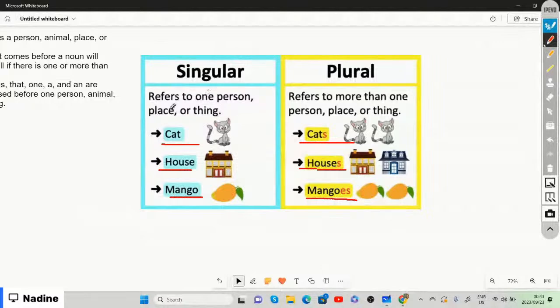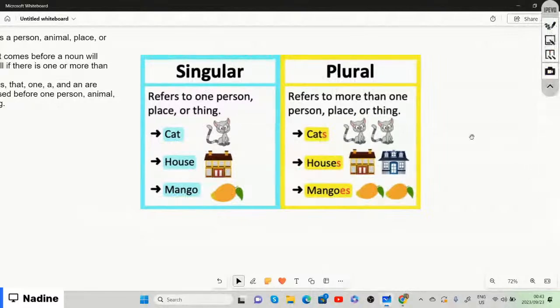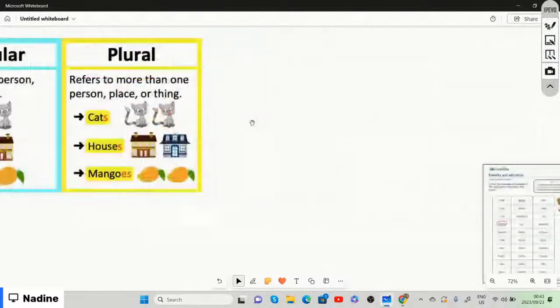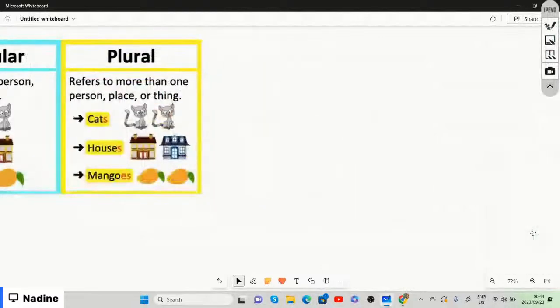So on the one side here by the blue or green, this is singular. It refers to one item, one person, one place, one animal, or one thing. And in plural, in the yellow, it refers to more than one person, more than one place, thing, or idea. And that is the difference between singular and plural. Can you think of more words that are singular and words that are plural?